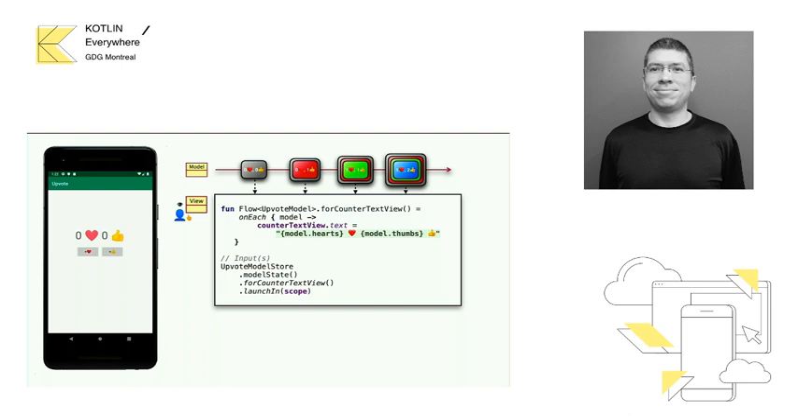How do I subscribe to this? We see at the bottom of the input section, we take the upvote model store, which in this case is an ASCII singleton. In your system, it should be a singleton backed by DI or whatever, that's your poison of choice. Then you call the model state function on it, which gives you a flow, not an observable. And then you call for counter text view on it. And just to make that all activate and be nicely subscribed in your scope, you call launch in scope, and you are done.